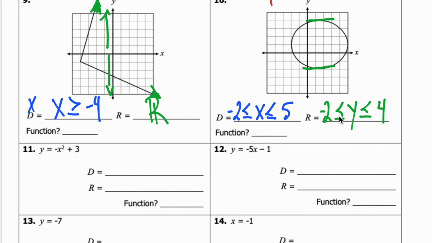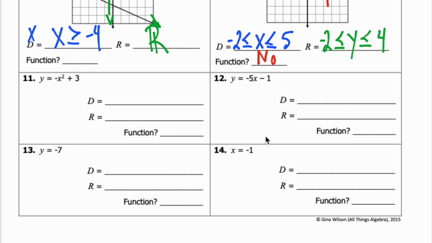Okay. All right. Is this a function? We're just going to do our vertical line test and we can see that it does in fact hit the circle, right? This image twice. So it is not a function. Remember, our values cannot repeat when we're looking at our x values.